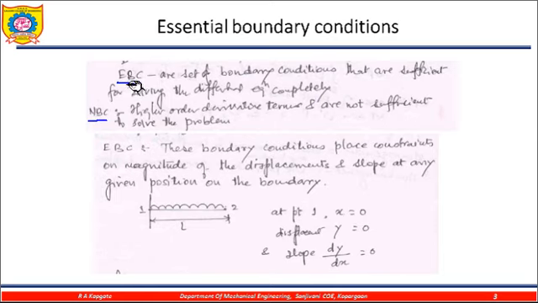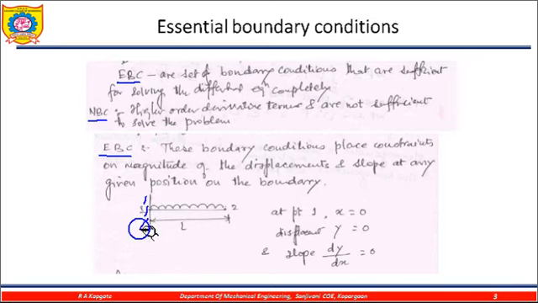Now how to define this one? Let us take the EBC, that is the essential boundary condition. These boundary conditions place a constraint on the magnitude of the displacement and the slope at any given position on the boundary. Let us take this problem. This is the bar, and this bar has a UDL, a uniformly distributed load. When the load is applied, this one is in a fixed condition.